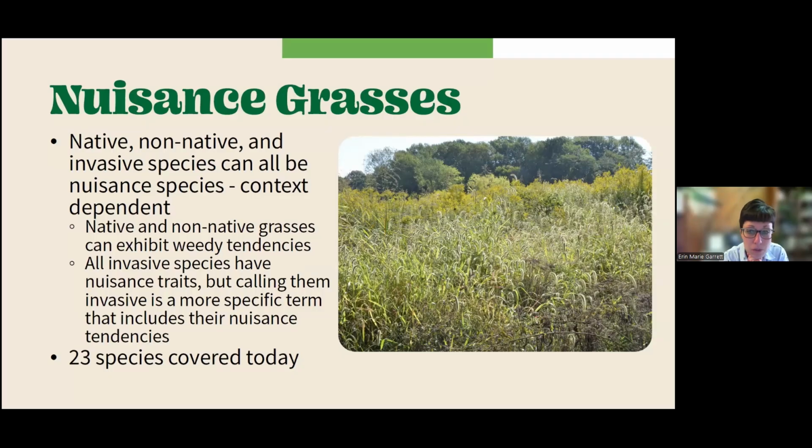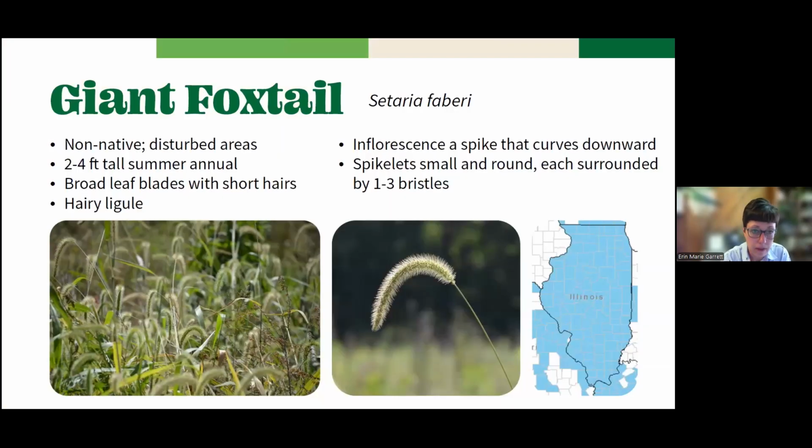All right, so our first one we're going to look at is giant foxtail. This is one of two foxtails we're going to look at today, and there are about 6 different species of them in Illinois. They are all non-native and like disturbed areas. This one, giant foxtail, is going to stand out primarily with its height and the way that it holds its spike. This one and our next foxtail are both going to be summer annuals.